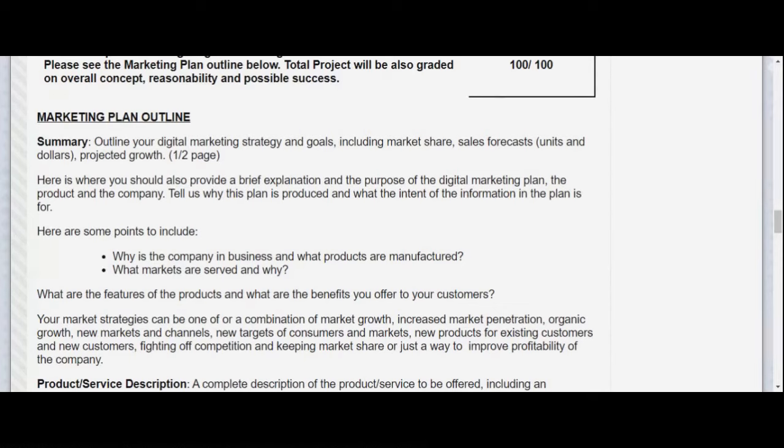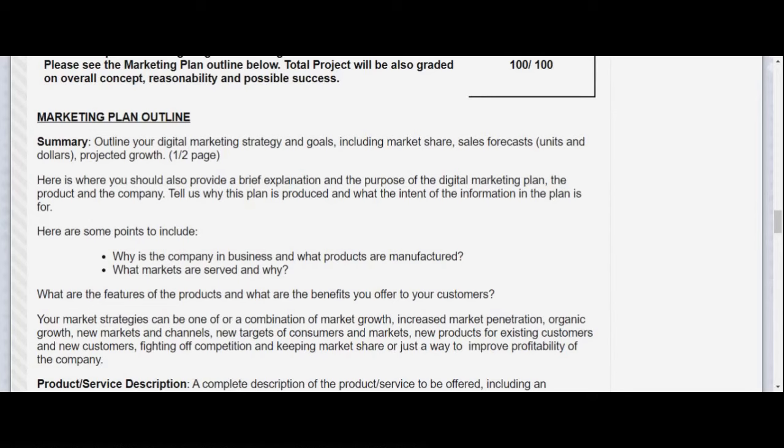Now, we know why we're producing it. The reason why we're producing it is to create results. You want to generate revenue through digital marketing, and the intent is to get conversions or sell more umbrellas or whatever it is that you're doing there, right? So a couple of points to include. If you read through this, you could just basically answer some of these questions to fill in the blanks here.